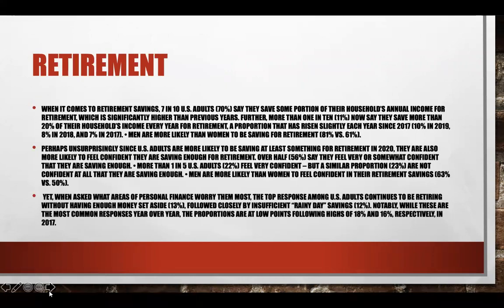Retirement. When it comes to retirement savings, 7 in 10 adults say they save some portion of their household income for retirement, which is higher than previous years. Further, more than 1 in 10 now say they save more than 20% of their household's income every year for retirement.